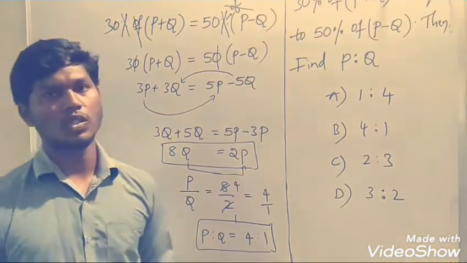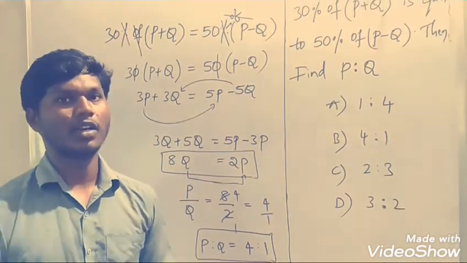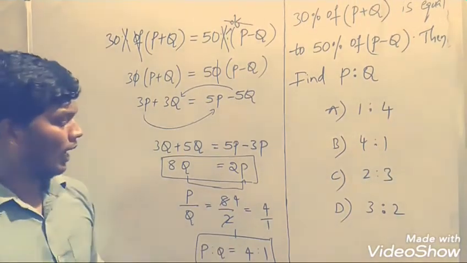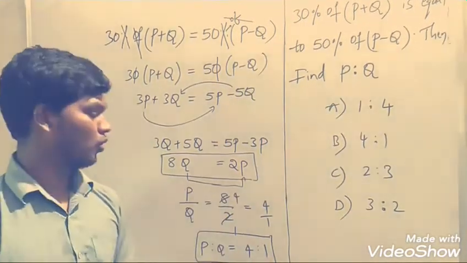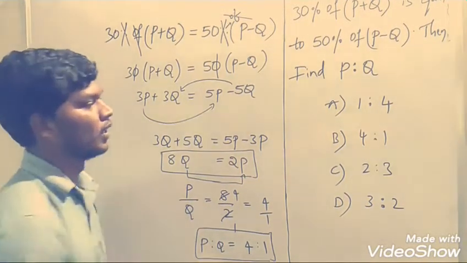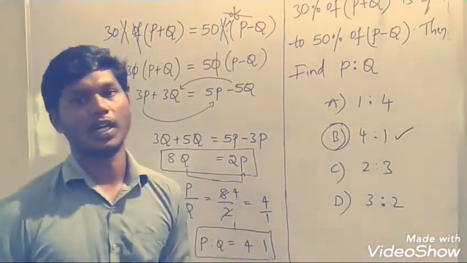See friends, most of the students will make a common mistake and they will write, instead of P by Q, they will write Q by P and they will get the answer as option A, 1 is to 4. But P is to Q is 4 is to 1. So then definitely option B is our required answer.